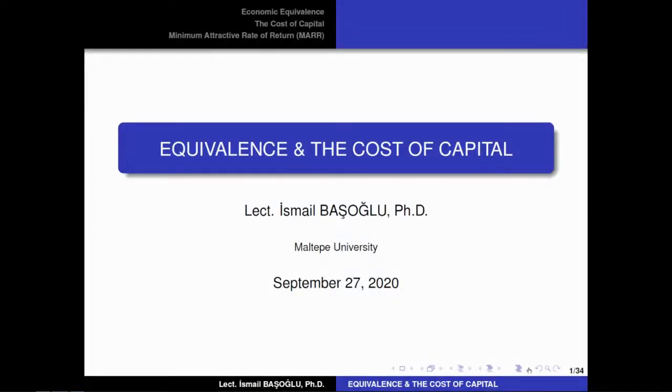Hello again. This is going to be the seventh chapter of our course, and today we are going to talk about the equivalence of cash flows and the main topic of the chapter, the cost of the capital. We are going to learn about this term, the cost of the capital, and throughout the whole chapter, we are going to evaluate such costs.